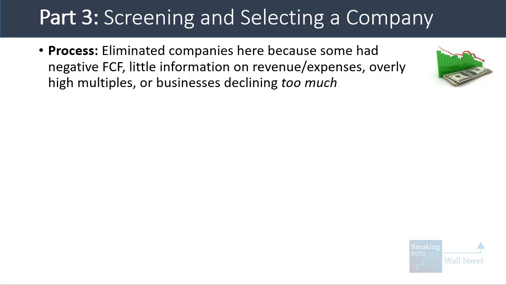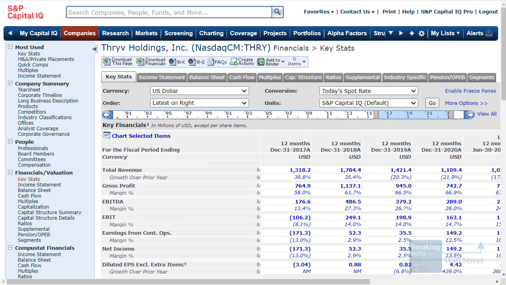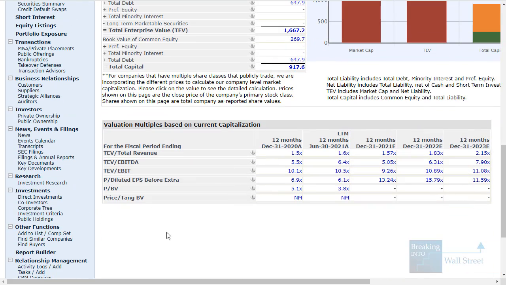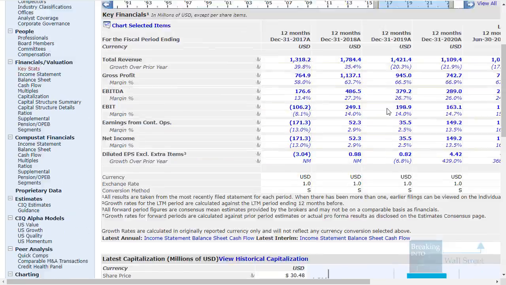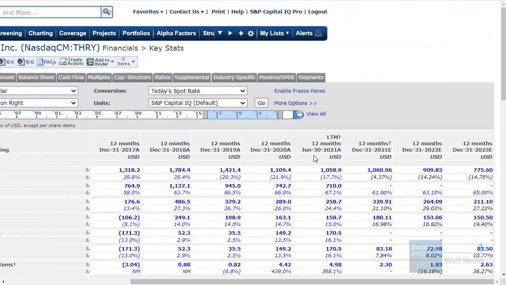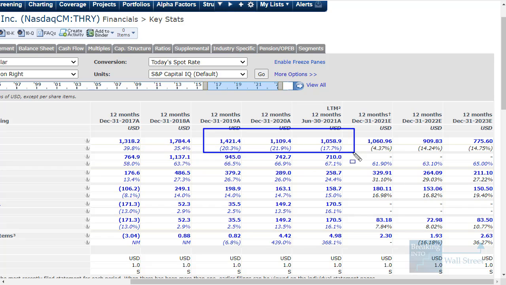For example, some of these companies actually had negative free cash flow, some had very little information on revenue and expenses, some still had very high multiples, or some had businesses that were just declining too much. For example, this one company, Thrive Holdings, had an EBITDA multiple that was pretty low here, around 5 to 6x, which seems good on the surface. But then if you go up and look at their revenue growth, their revenue has been declining by about 20 to 25% over the past few years, and it's projected to keep declining into the future.